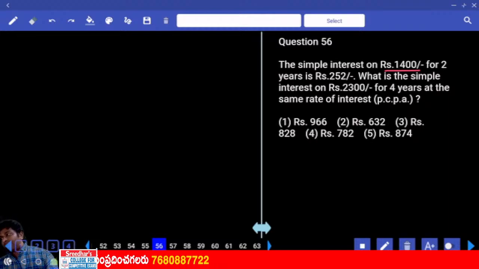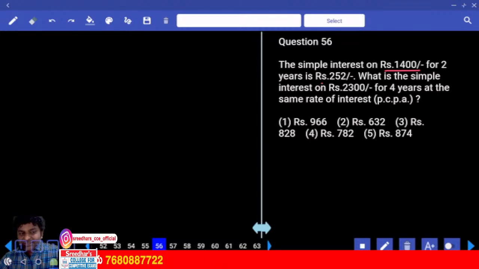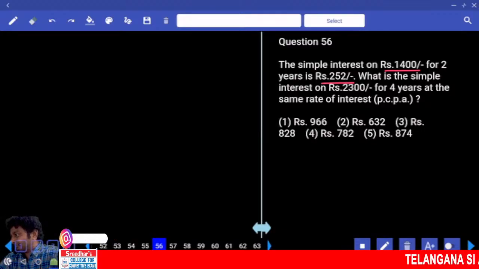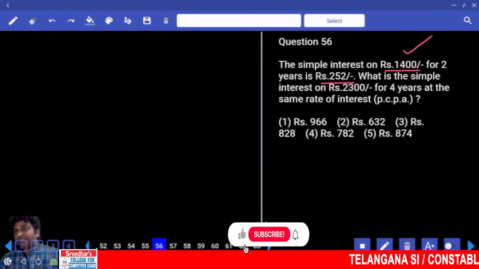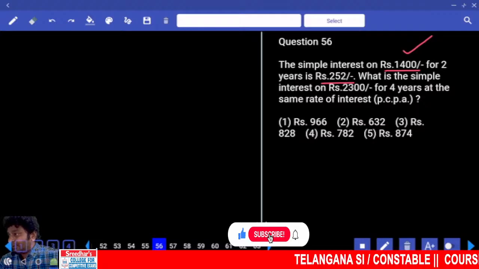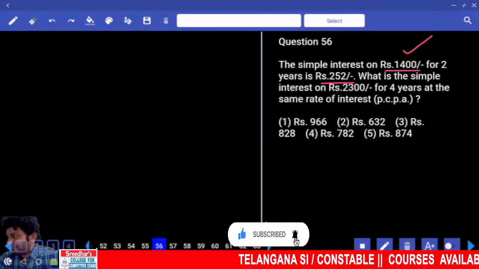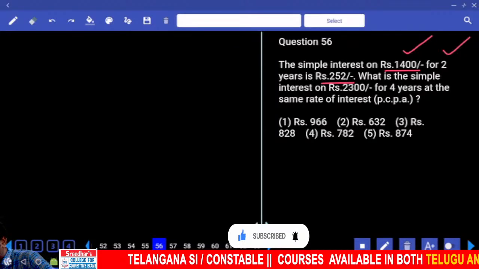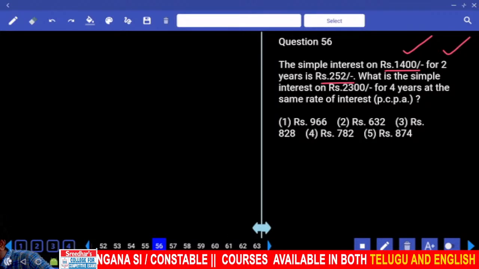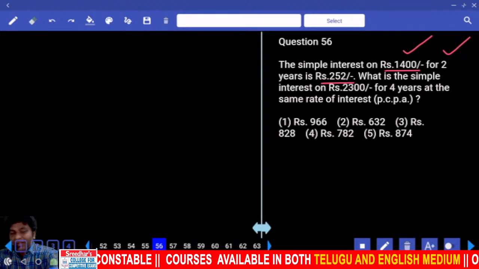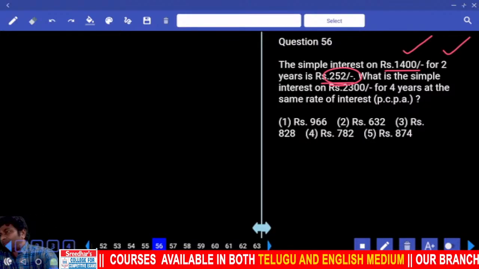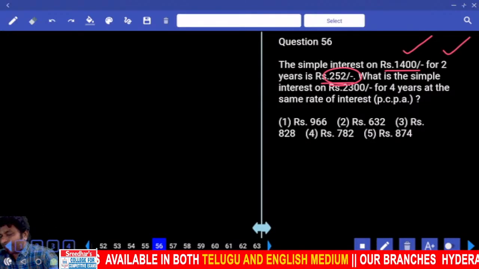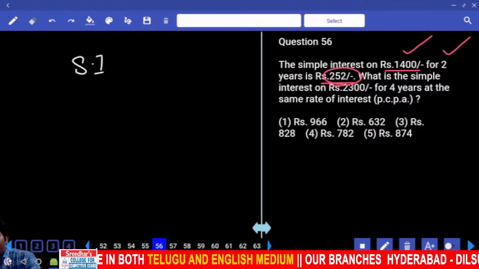Initial principal 1400. 2 years interest is given. How much is that? When I see 252, I identified it as a 9 multiple. Your principal is not a 9 multiple. Not even a multiple of 3. Your time period is also not a multiple of 3, not a multiple of 9. Then rate of interest must be a 9 multiple, then only your simple interest will become a 9 multiple. Agreed or not? What is the simple interest formula?